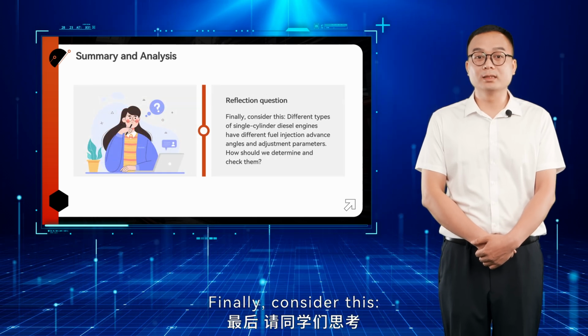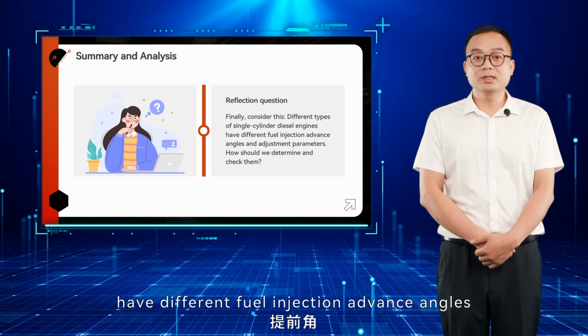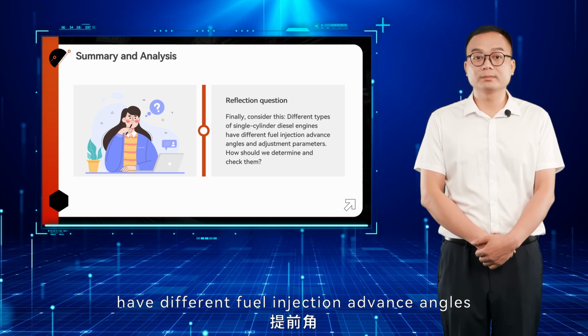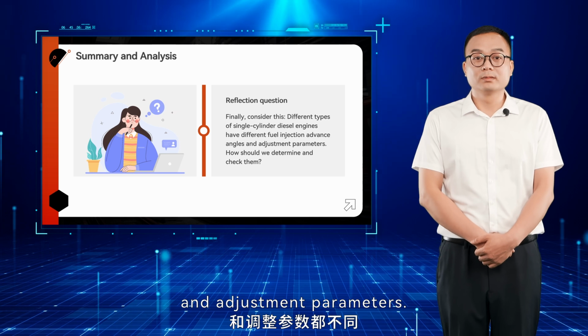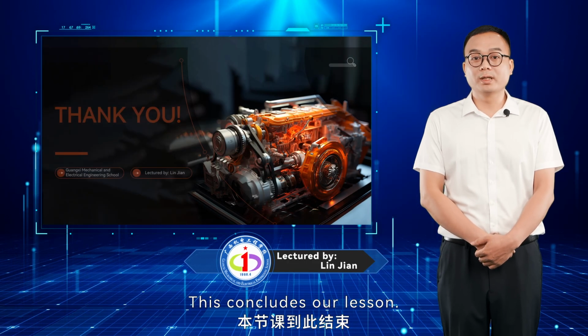Finally, consider this. Different types of single-cylinder diesel engines have different fuel injection advance angles and adjustment parameters. How should we determine and check them?